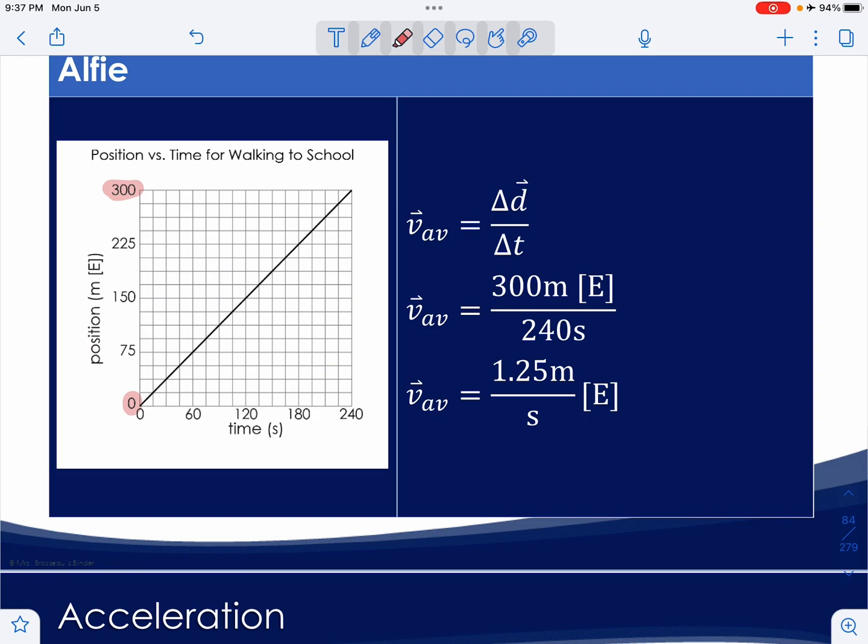So here you can see that the slope of this line, he goes 300 meters in how much time? In 240 seconds. So our rise is 300 meters east, and our run is 240 seconds. So if we find the slope of that line, and we calculate that out, it's going to be 1.25 meters east per second. So that's the average velocity of Alfie as he walks to school.